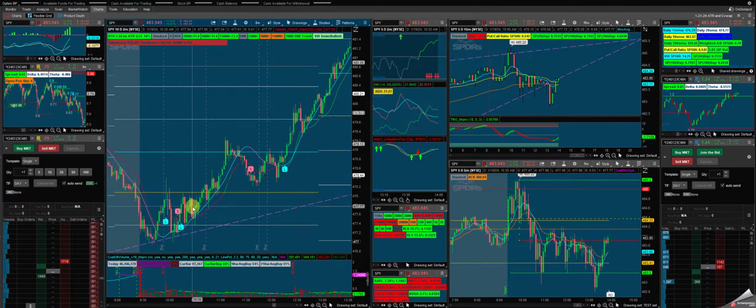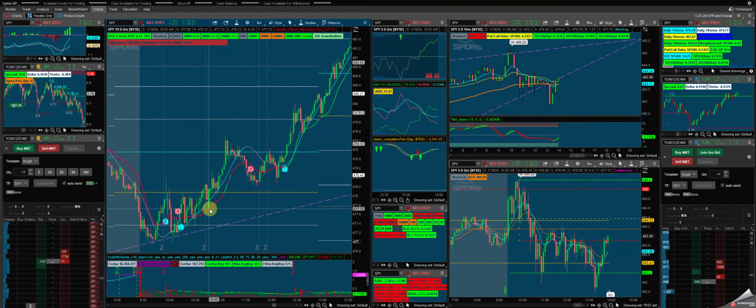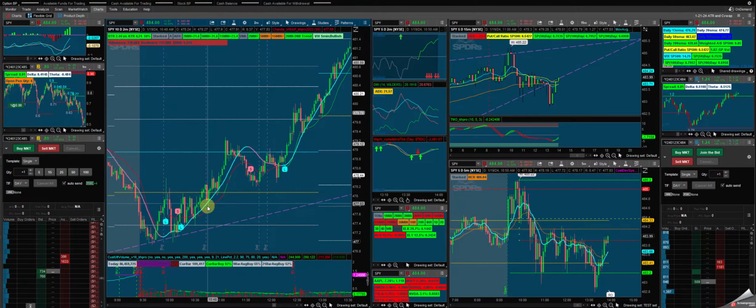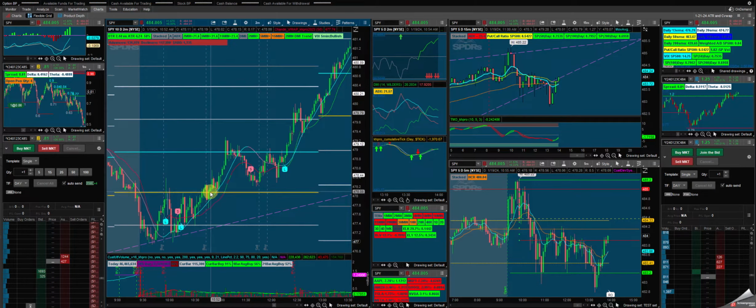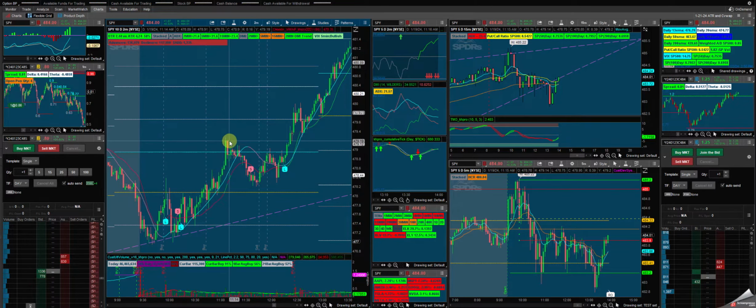Then it bounces again. We get the double cross above both lines, and it keeps going. Look, we could have been stopped out here because it almost broke below our lowest line, but it didn't, so we stayed in and would have crushed it.